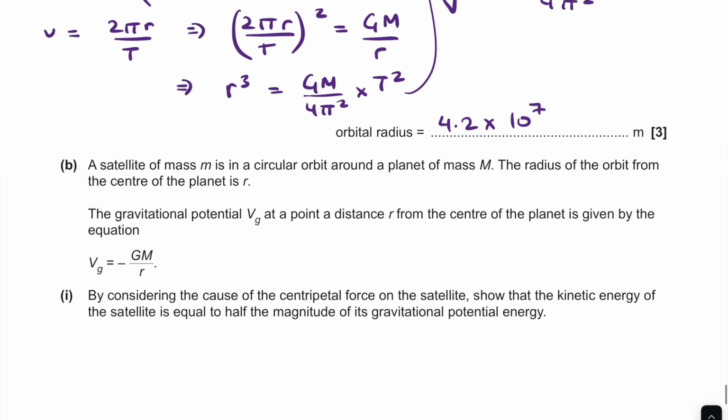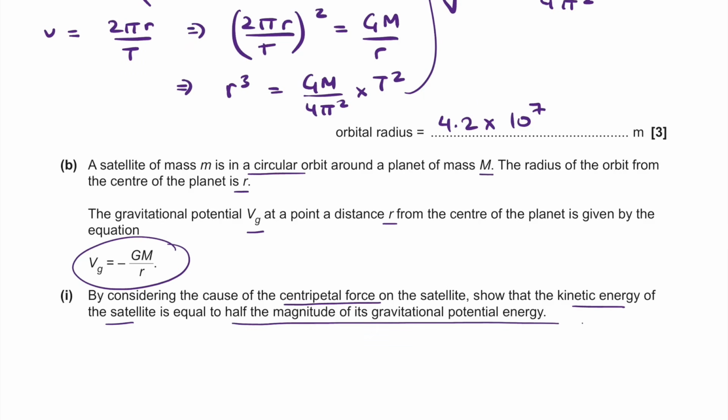Part B. A satellite of mass m is in a circular orbit around a planet of mass capital M. The radius of the orbit from the center of the planet is r. The gravitational potential Vg at a point a distance r from the center of the planet is given by this equation. By considering the cause of the centripetal force on the satellite, show that the kinetic energy of the satellite is equal to half the magnitude of its gravitational potential energy.